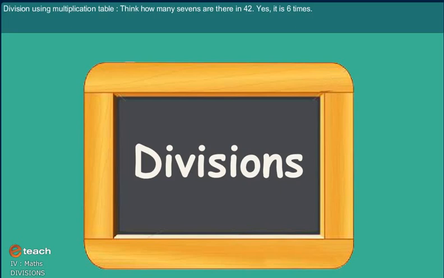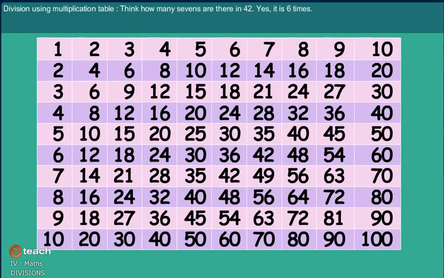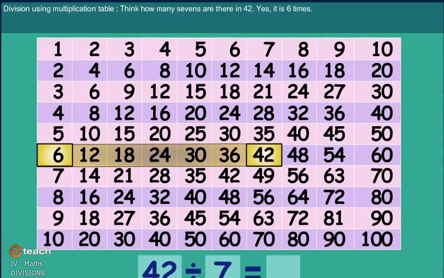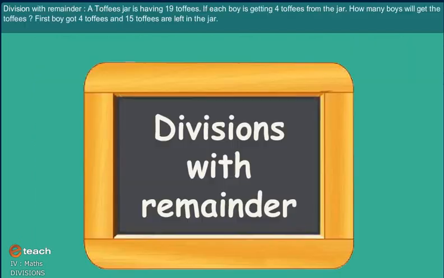Division. We use the multiplication table to divide. Think, how many 7s in 42? Yes, it is 6 times. Division with remainder.